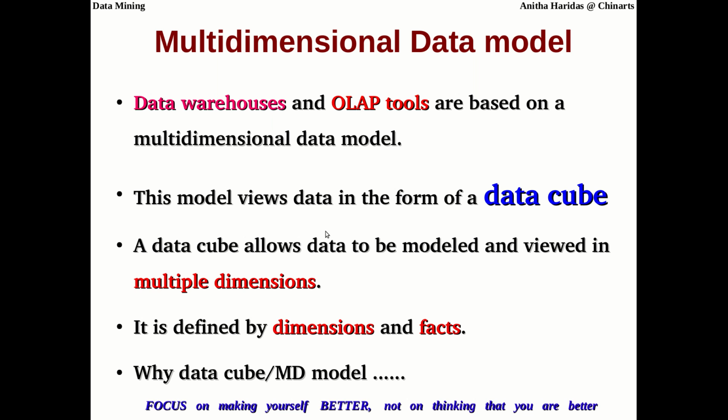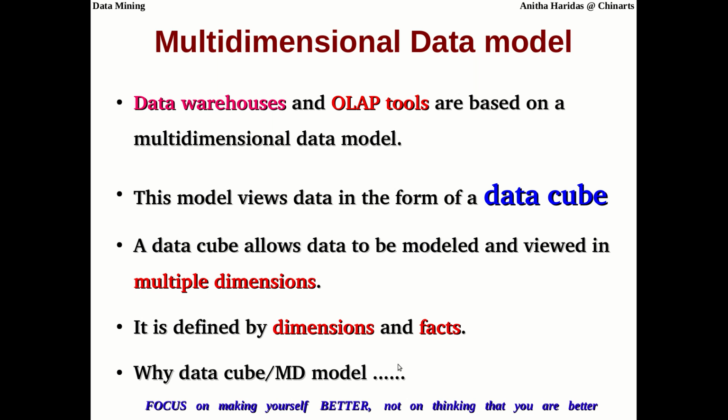So these data cubes will allow you to view the data in multiple dimensions. So that is the advantage of having the data cube. Data will be stored in a two-dimensional format, but it is going to be viewed in multiple dimensions. That is the advantage. Now, whenever I say multi-dimensional data model, it is generally defined by two terms. One is called as dimension, the other one is called as fact. Dimension and facts. These are the two terms we will be using in the multi-dimensional data model view.